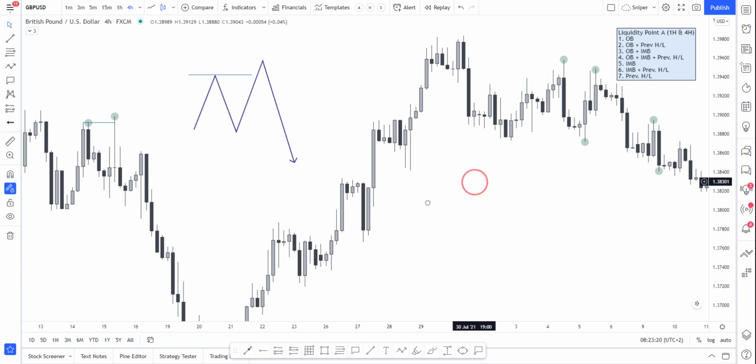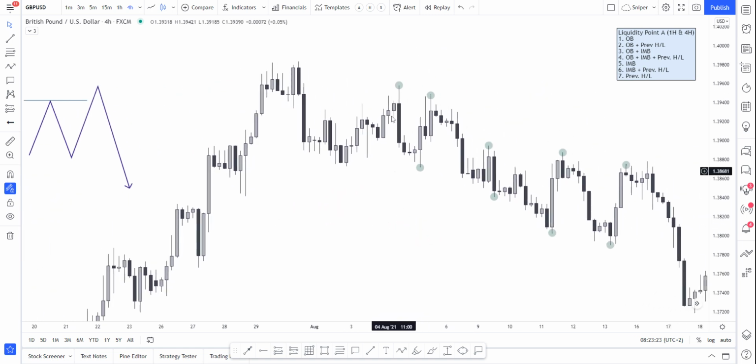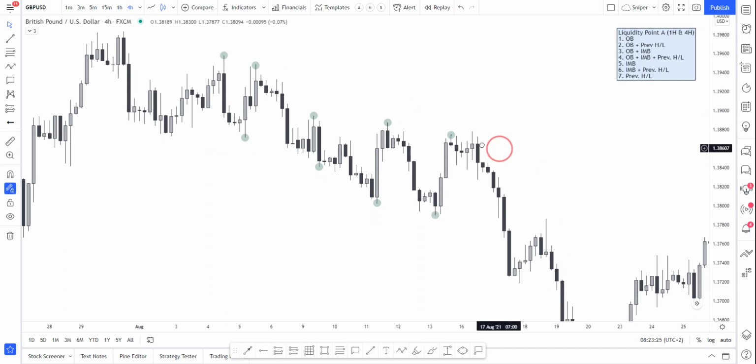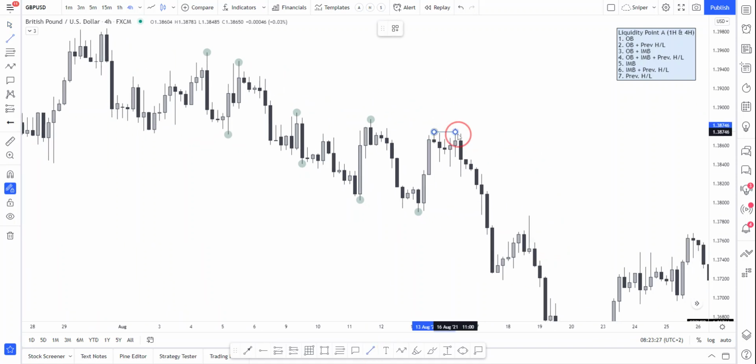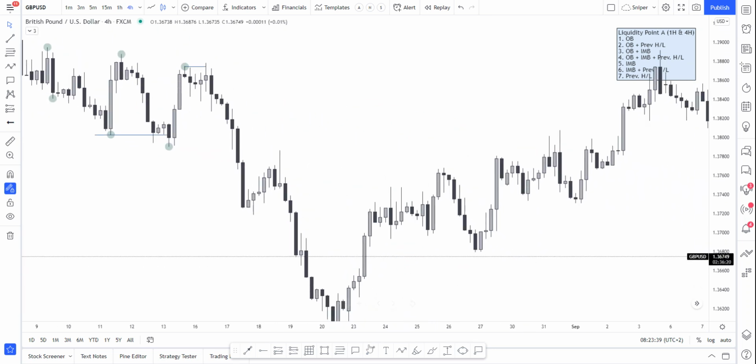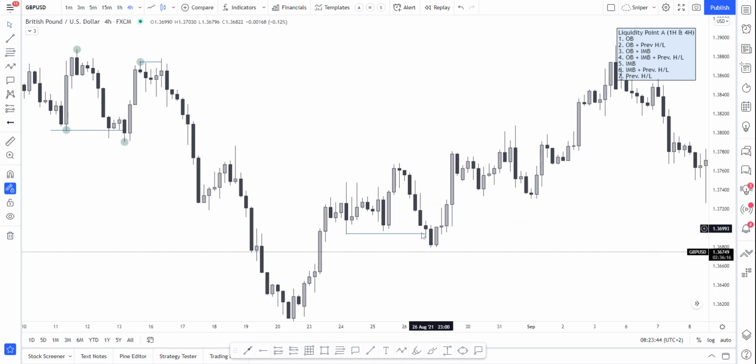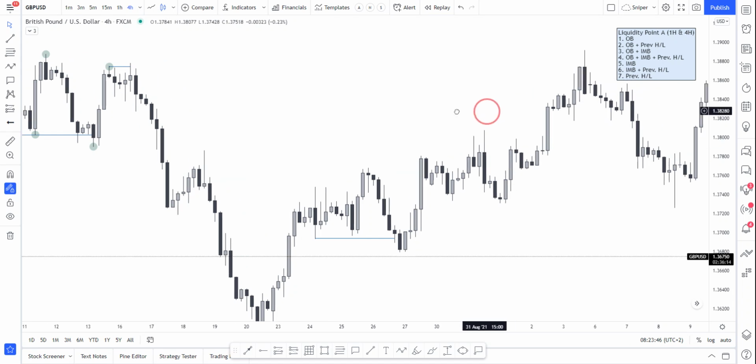Let's look at some more examples. Here, price was just trending towards the downside, but there's another example. This wick took all the liquidity above that high and then moved down lower. Over here as well, price took all the liquidity below this low and then moved towards the upside. Here we have some lows as well, previous lows. Price took the liquidity and moved towards the upside.